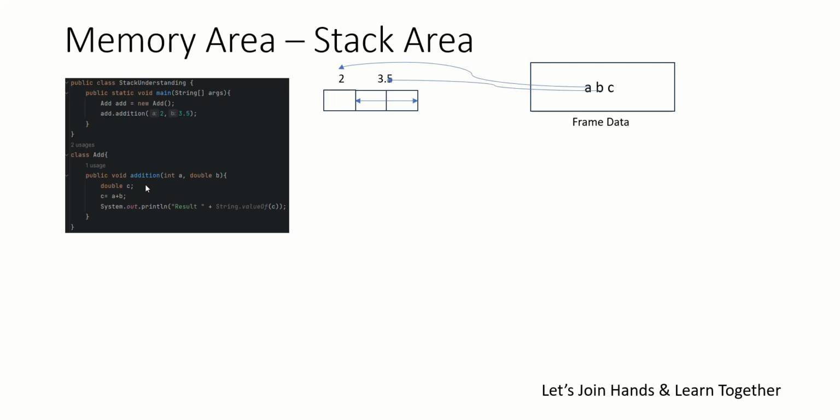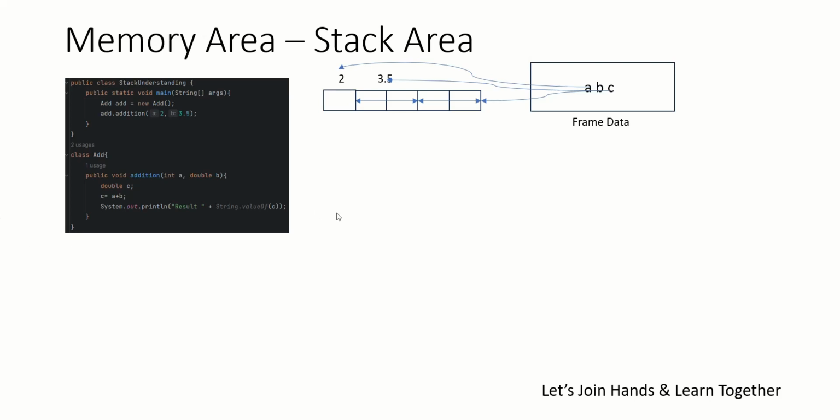This is a local variable, and it is also double. So it will also take 2 entries in the local variable array, and that points to the c symbol in the frame data. Okay, now what we are doing is c equals a plus b.